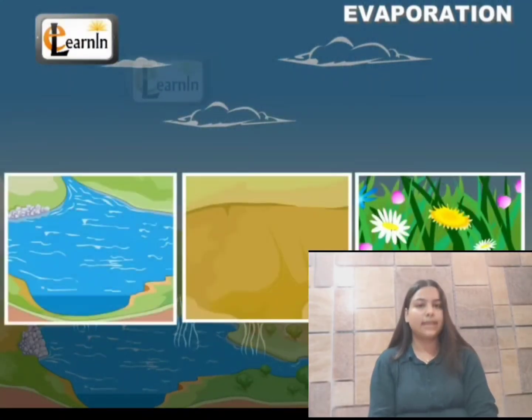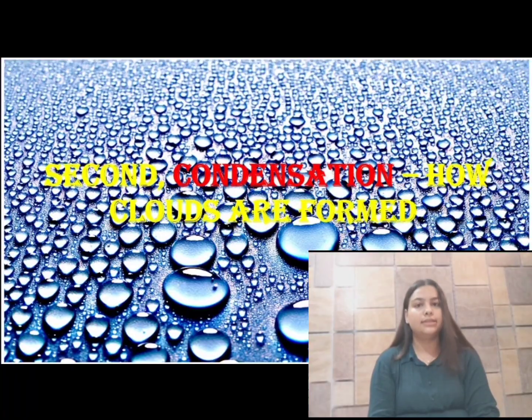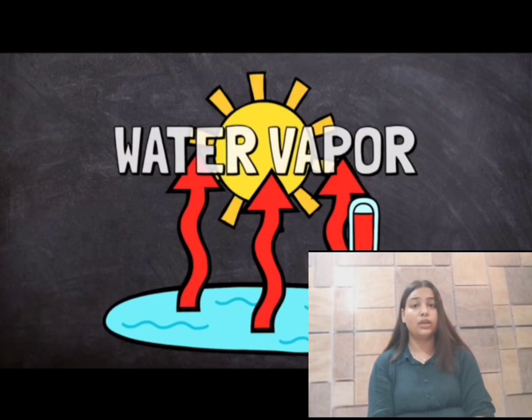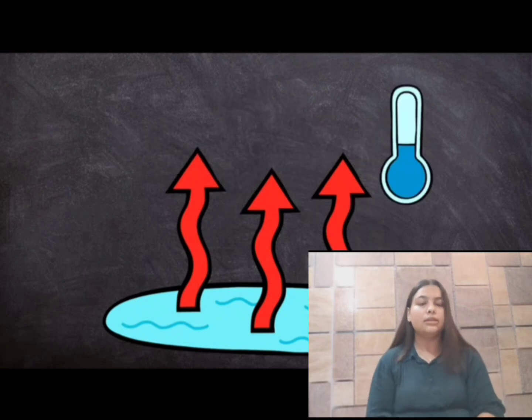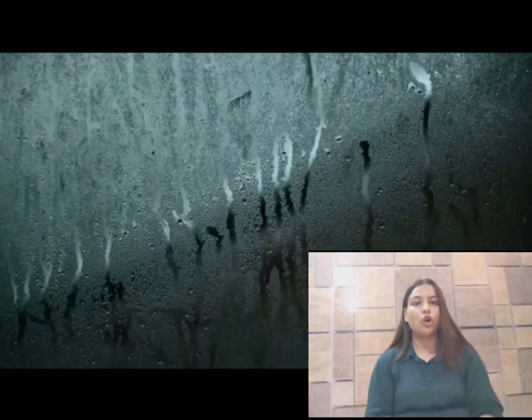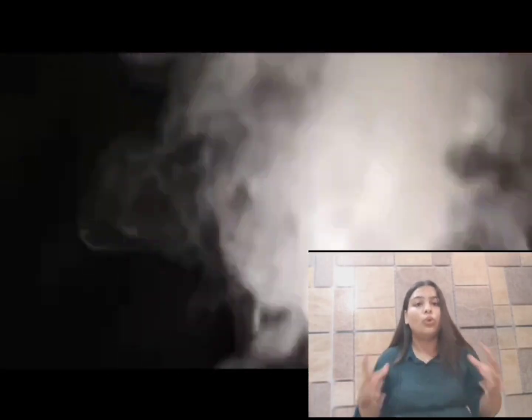Now comes the second stage, which is condensation. As water rises high into the atmosphere, it cools down and turns back into tiny droplets of water. These droplets come together to form clouds. That's why on a hot day, when there's more evaporation, you often see big clouds forming in the sky. So condensation is the process that creates clouds.